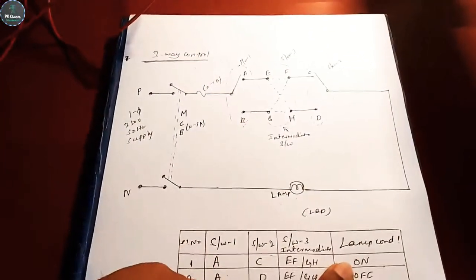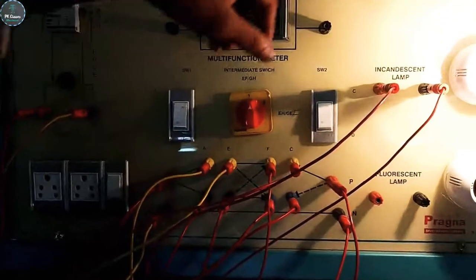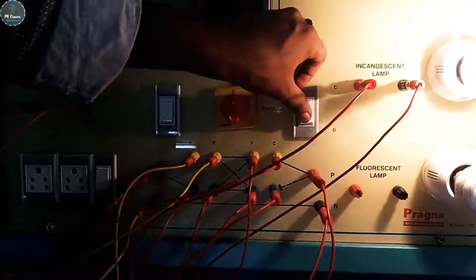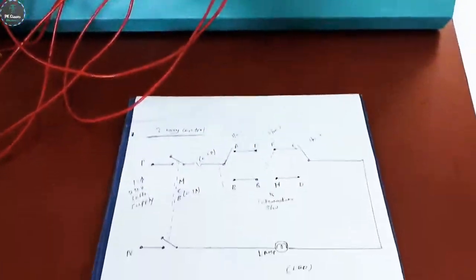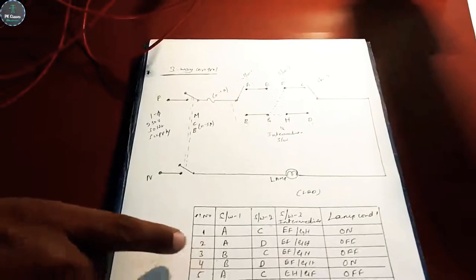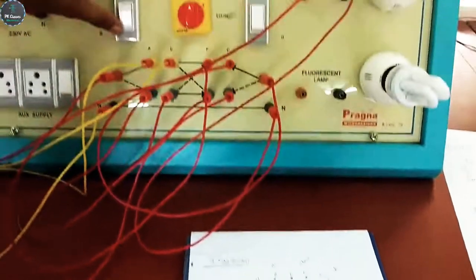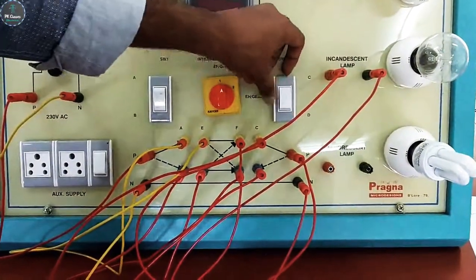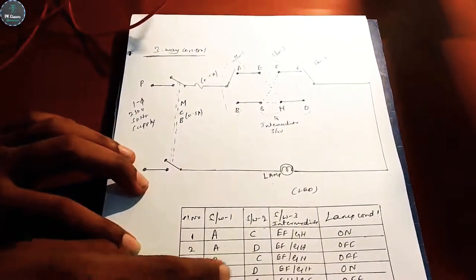On condition, lamp will be glowing. Next, switch 1 is in A position and switch 2 is in D position. Off condition, lamp will not be glowing. Third condition: switch 1 in B position, switch 2 in C position. What happens? Off condition. Fourth condition: switch 1 in B position, switch 2 in D position. On condition.